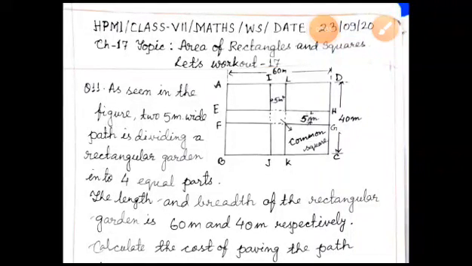Students, today again chapter 17, areas of rectangles and squares. We are going to do, let's work out 17. Come to question number 11.